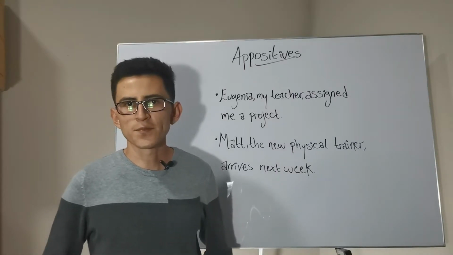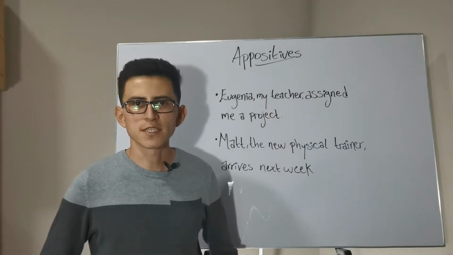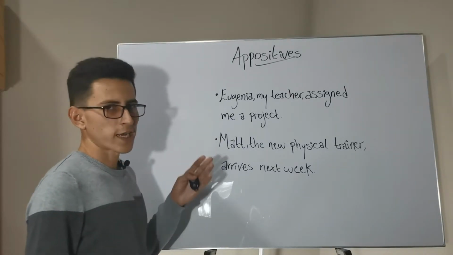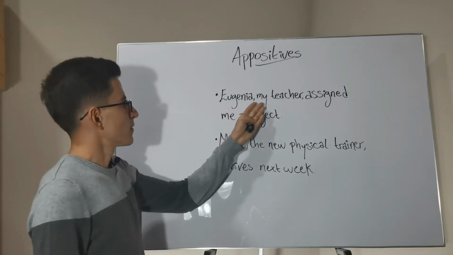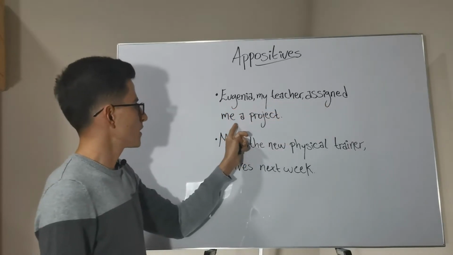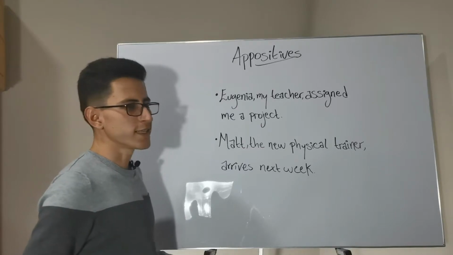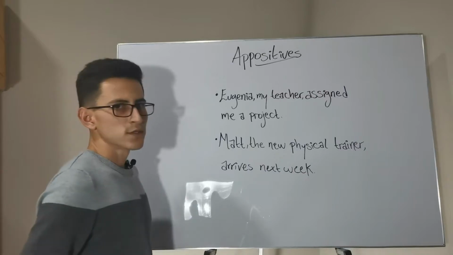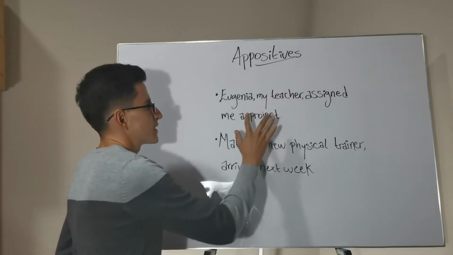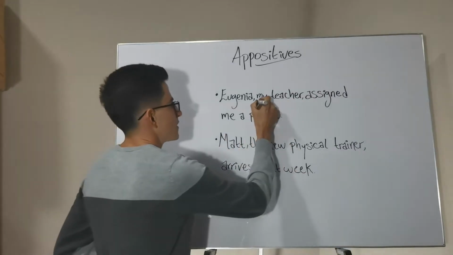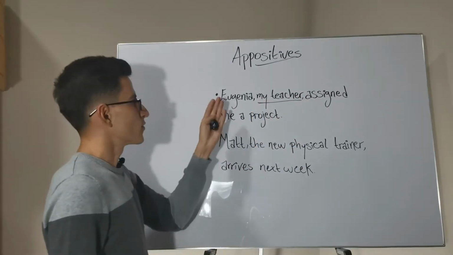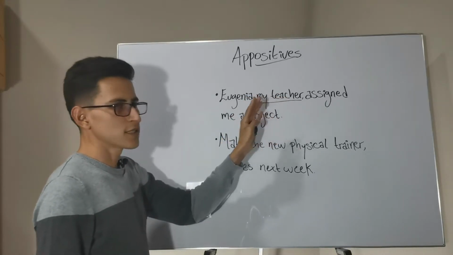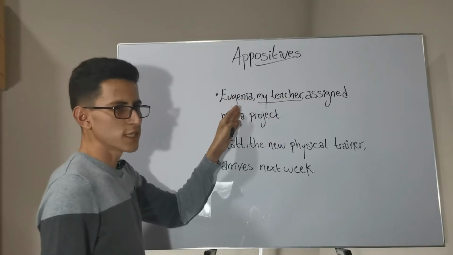Now let's have some practice on how to find appositives in statements. Let's see these two examples that I have here. Eugenia, my teacher, assigned me a project. If we see, these two words are set between commas. So, my teacher is the appositive in this sentence. Eugenia is my teacher, so this noun is referring to the noun Eugenia.